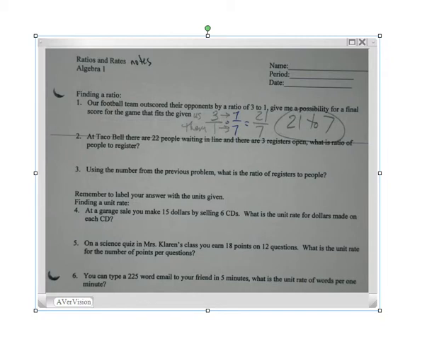We're going to get back into that in a little bit, but for the time being, we're going to work with unit rates. So, if I look at number 2, at Taco Bell, there are 22 people waiting in the line. Now, I've never seen 22 people in line at Taco Bell before. That's just me. And there are 3 registers open. What's the ratio of people to register?